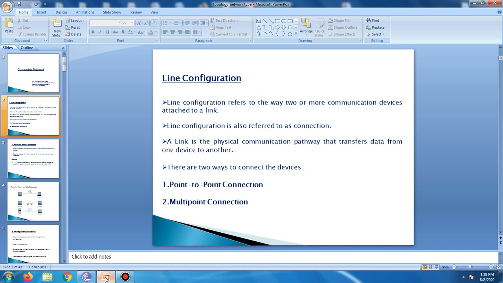Line configuration defines the attachment of communication devices to a link. It refers to the way two or more communication devices attach to a link. Example: communication between two devices. One device is called system A, another device system B. That means to communicate system A to B using cable wires.